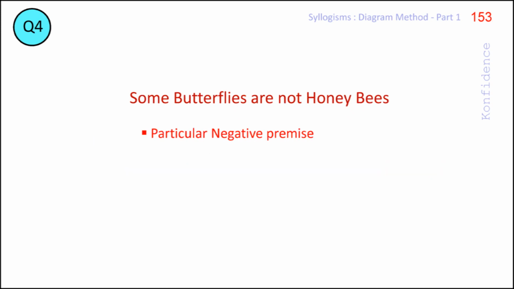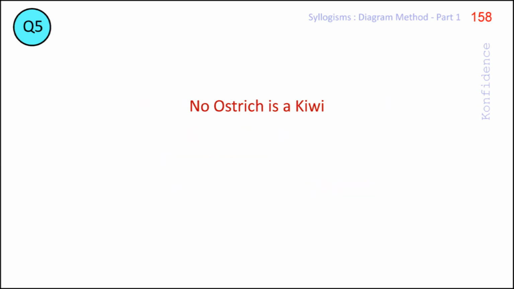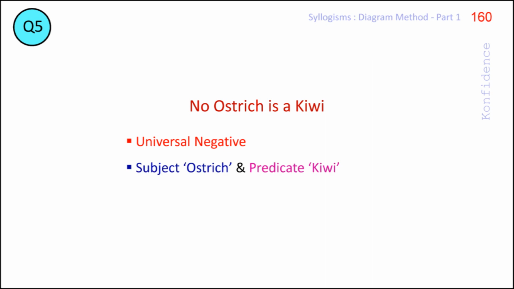Here again, it is a particular negative premise. The distribution pattern would be subject, butterflies, not distributed, and the predicate, honeybees, distributed. The statement "no ostrich is a kiwi" is a universal negative statement, and in a universal negative statement, both subject and predicate are distributed. It is indicated by tick marks above the subject and the predicate.